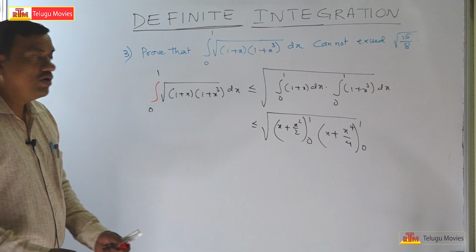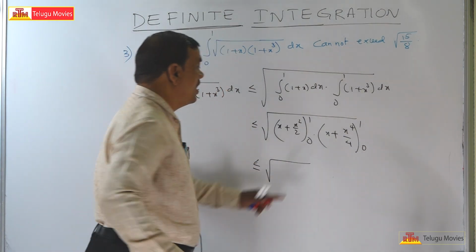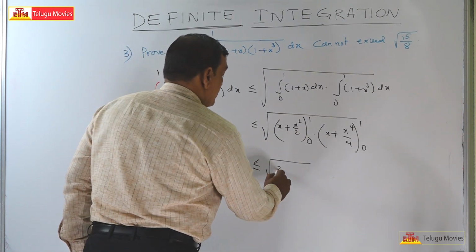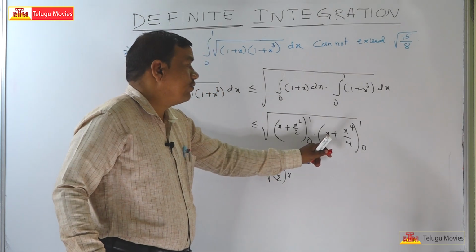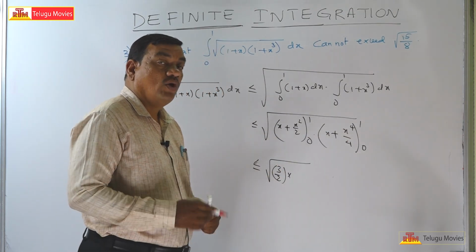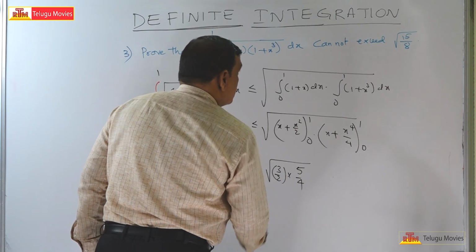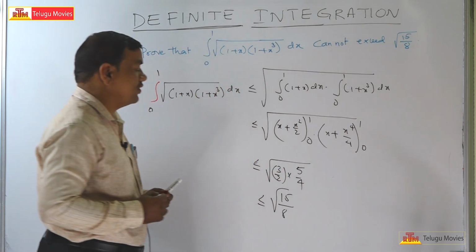Now, let us try to find the answer. That is equal to the root of, with the upper limit, 1 plus 1 by 2, which is 3 by 2, into, with the upper limit, 1 plus 1 by 4, that is 5 by 4. This is less than or equal to the square root of 15 by 8.